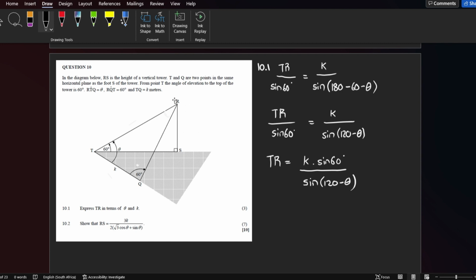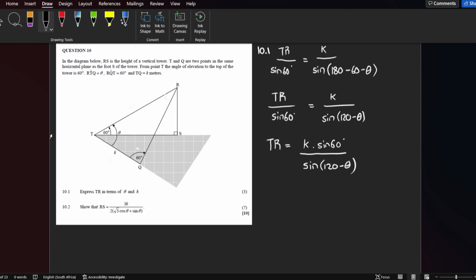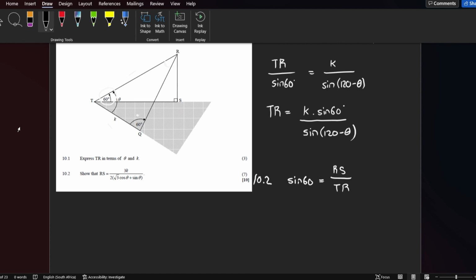So we can use this opposite side. We can use the hypotenuse. That means we would use our sine trig ratio to solve for RS and show that it is equal to this expression. So we have sine 60, with 60 being this angle here. Sine 60 equals RS opposite all over hypotenuse TR.